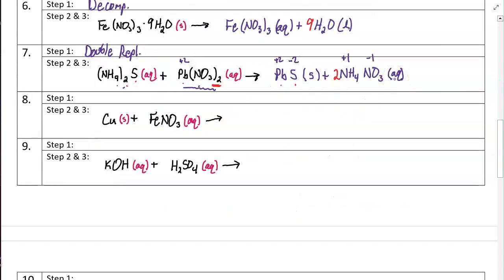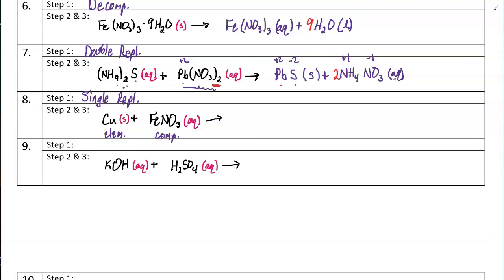Question 8. Here are the reactants written down. Let's look at the format. Copper is an element. Iron nitrate is a compound. An element combined with a compound has the potential to be single replacement, but only if the lone element is more reactive than the element that's in the compound.